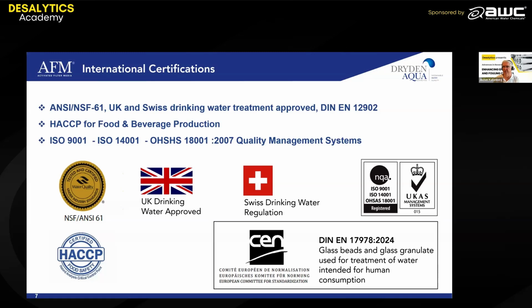Just before we go through the product itself and the benefits in the reverse osmosis treatment, just to mention that the product has different certifications for drinking water approvals. All of the quality management systems are in place. We also sell to food and beverage companies like Coca-Cola, Pepsi, and so on. That's why we have the so-called HACCP approval, using it in the food and beverage industry. We also have just recently gotten the approval from a new EN norm, which was published last December, which is used for glass beads and granulates for use in treatment of water intended for human consumption. So it's also in Europe a specific new norm on the glass media to use for drinking water treatment.